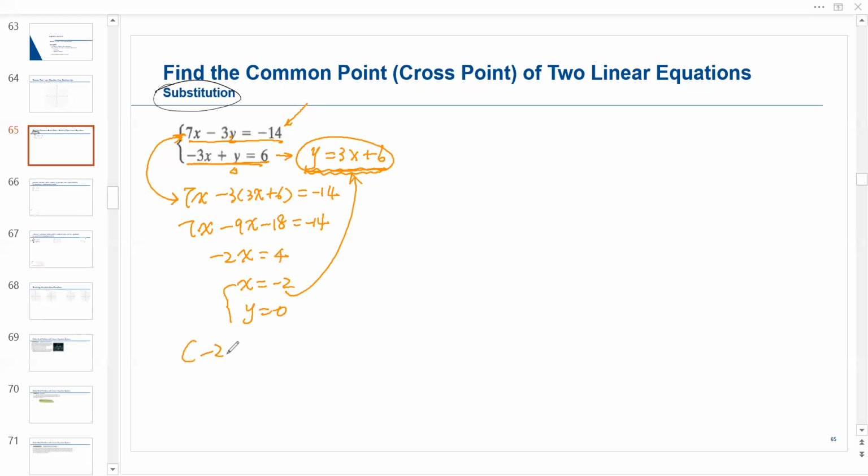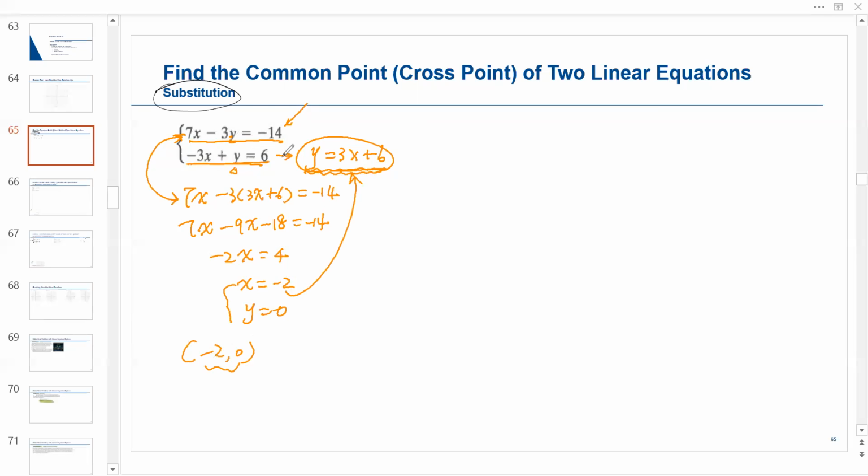So check it. You can check it here, putting this data into both expressions. They should both make sense. All right, so substitution works this way.